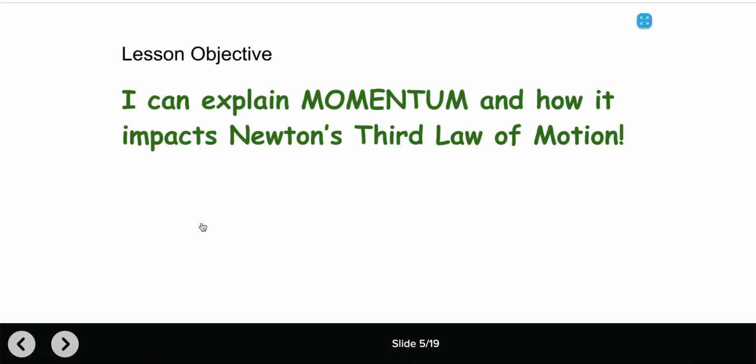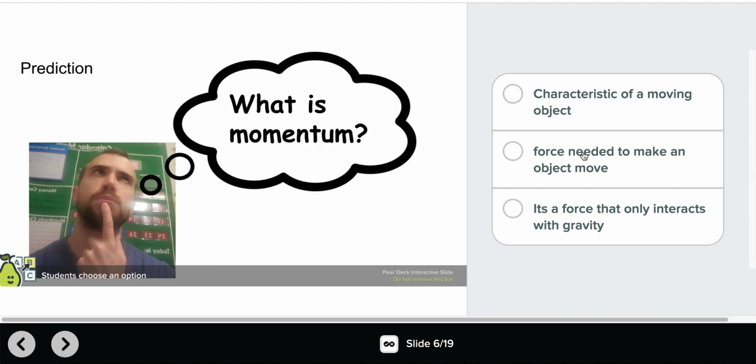Okay, so today we're going to be focusing on being able to explain momentum and how it impacts Newton's third law of motion. But what is momentum? Let's think about this for a second, especially if you haven't learned this yet. Maybe you're absent, maybe you're trying to get ahead of what you're learning in a different school, or maybe you just forgot, which happens. It's fine. So let's see if we can figure out which one of these is the correct answer. What do you think momentum is?